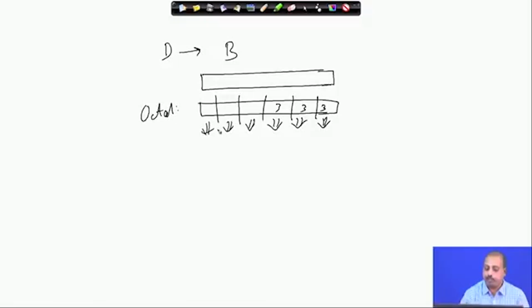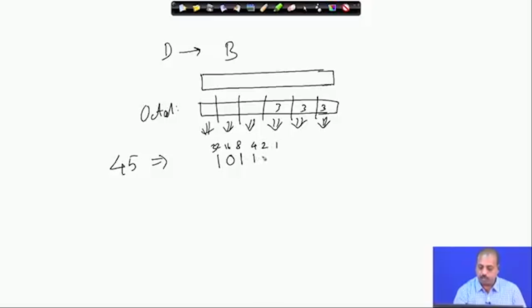For example, consider the number 45 in the binary number system. The place values are 32, 16, 8, 4, 2, 1. So, 45 is 32 plus 8 plus 4 plus 1, and 101101 is the binary representation of 45. Now, as I have said, to convert it into the octal number system, you have to group it into 3 bits. These 3 bits give me the digit 5.